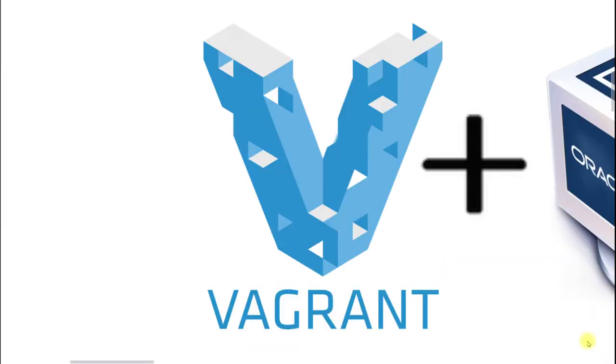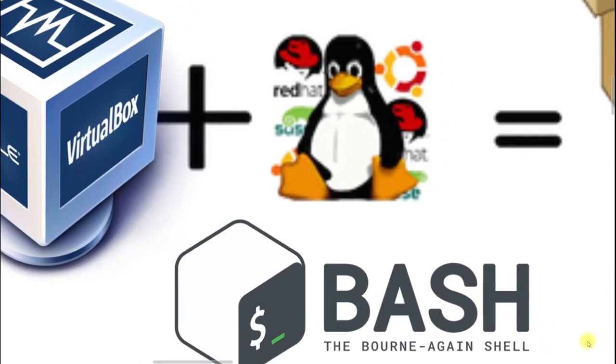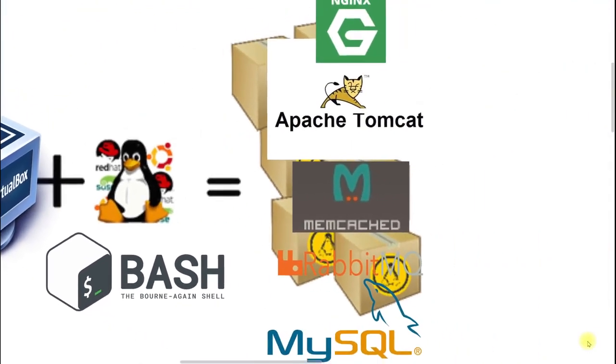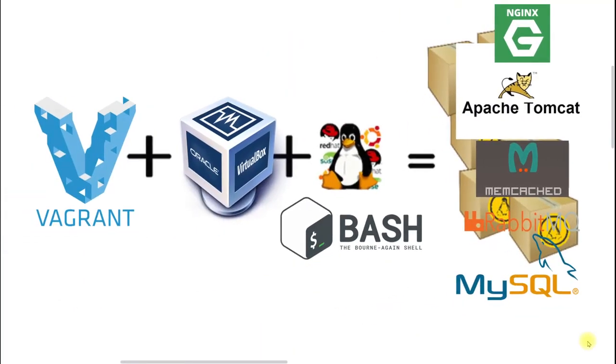Another design we have is for our automation stack. We will be using Vagrant to automatically set up our virtual machines. Vagrant is going to communicate with Oracle VM VirtualBox, which is the hypervisor, and automatically create virtual machines on that. Then we'll be using some bash scripts or bash commands to set up our services: Nginx, Apache Tomcat, Memcached, RabbitMQ, MySQL. So we will automatically create virtual machines from Vagrant, a virtual machine for Nginx, Apache Tomcat, Memcached, RabbitMQ, and MySQL.